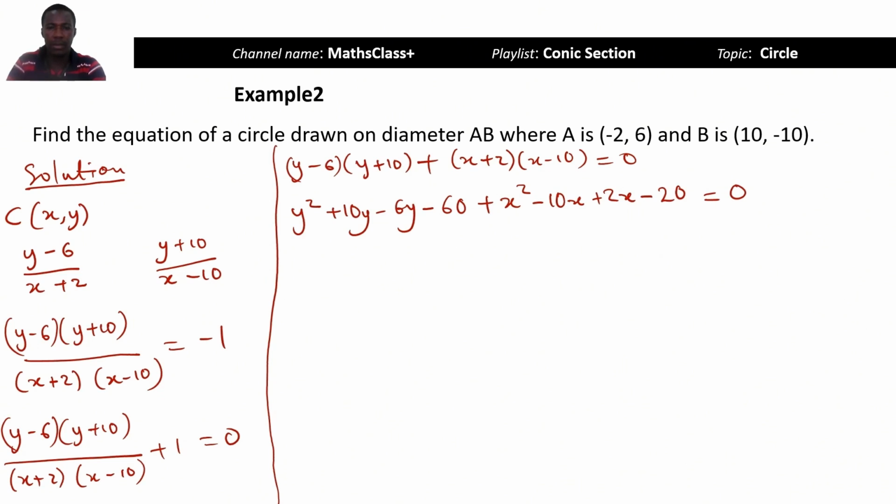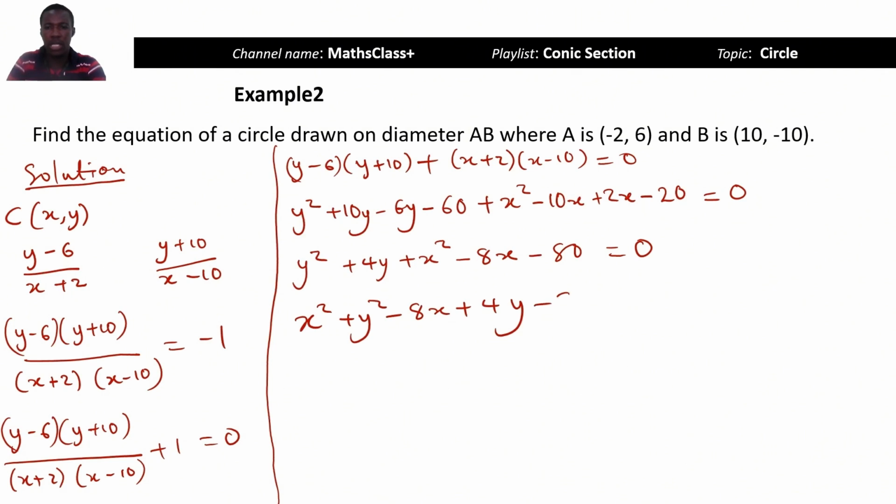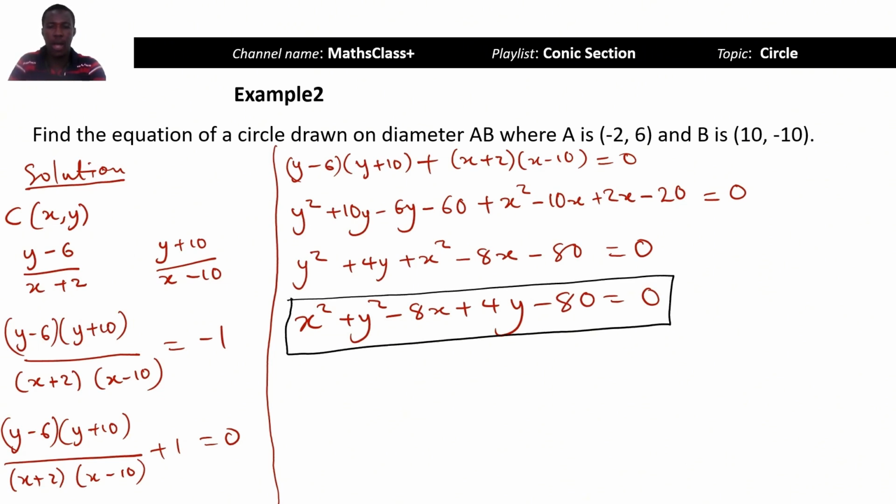So I'll simplify: y squared plus 4y, then x squared minus 8x, and 60 and 20 will be minus 80, and it's equal to 0. So I rearrange as x squared plus y squared minus 8x plus 4y minus 80 is equal to 0. So that is the equation of the circle as required. Then we're going to apply the second method.